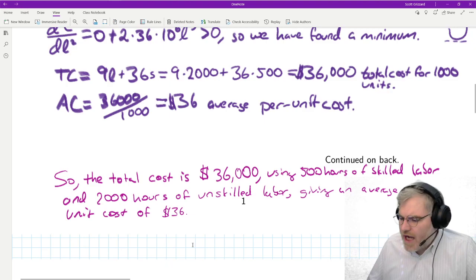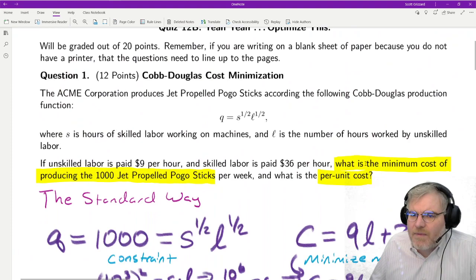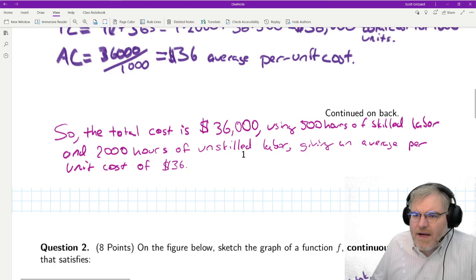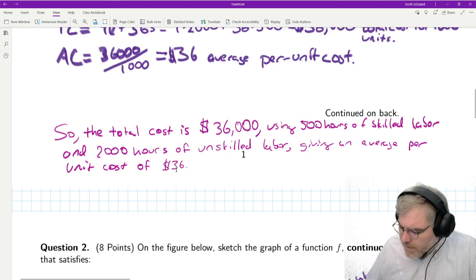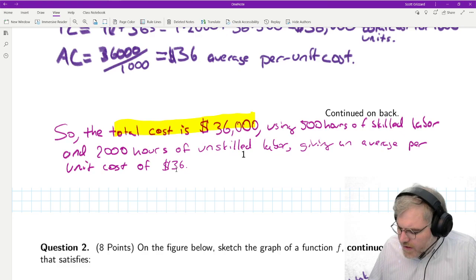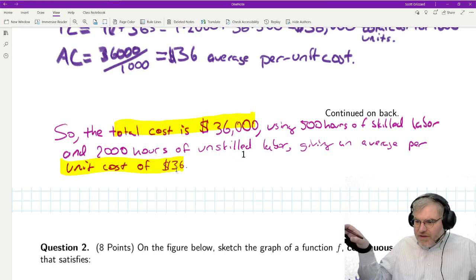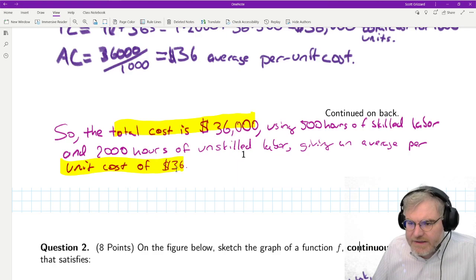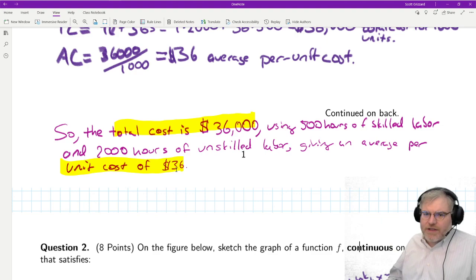Now, last thing I'm going to do, check to make sure I actually answered the question. So I come back up here, and I go, okay, what is the minimum cost? I did that. And what is the per unit cost? That's right there. So here the total cost is $36,000. Here the unit cost is $36. I don't care about anything else. I don't need anything else. I said stuff that I didn't need to say, but I did answer the question. 1 to 5, how do we feel about that?